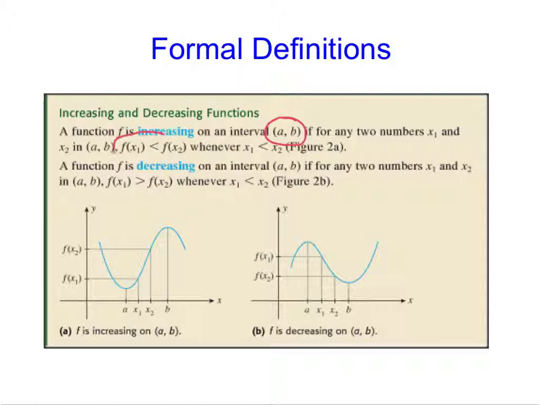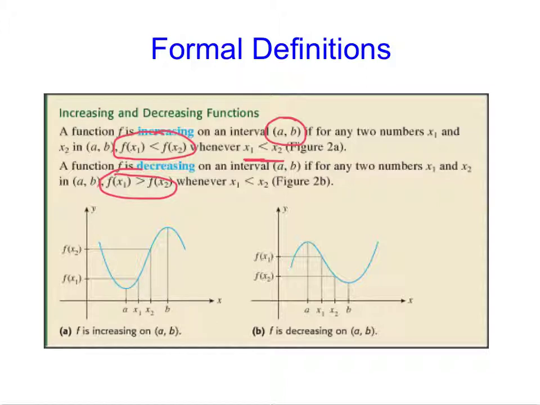The left one is always less than the right one. That's how we know it's increasing, whenever x1 is on the left of x2. And the same notation is used to describe decreasing. The only change is that as we move from left to right, the values are always greater on that interval.